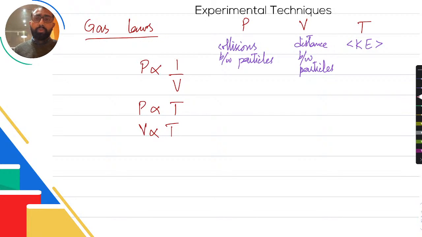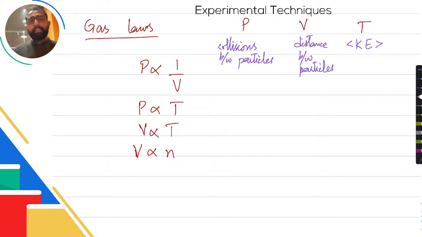Similarly, the fourth law, which isn't usually taught in O levels or IGCSE, but I personally think it's very important to know, is that volume is directly proportional to number of moles. So these are Boyle's law, Charles' law, Gay-Lussac's law, and Avogadro's law.